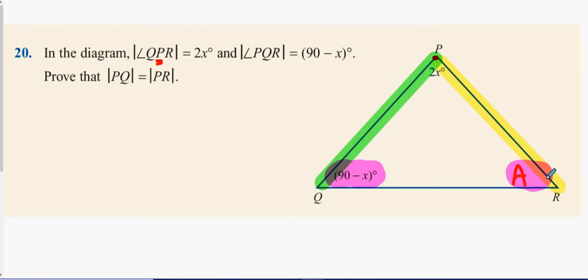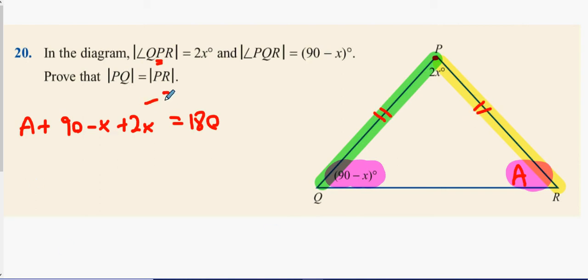Now we know that all three angles in a triangle add up to give you 180. So A plus 90 minus x plus 2x equals 180. What I'm hoping is that angle A will equal 90 minus x, and this will result in this triangle being isosceles.